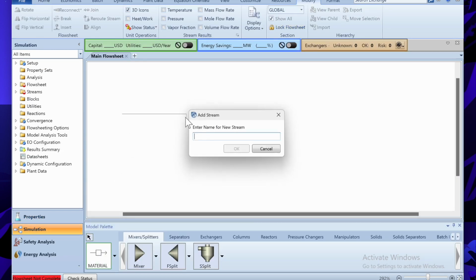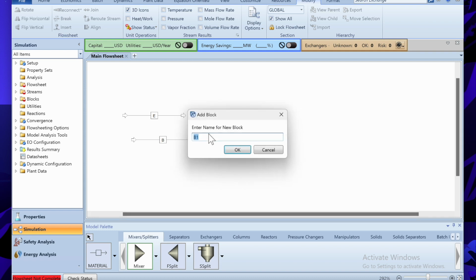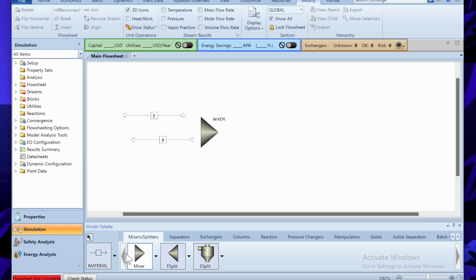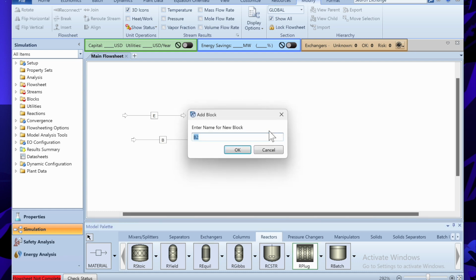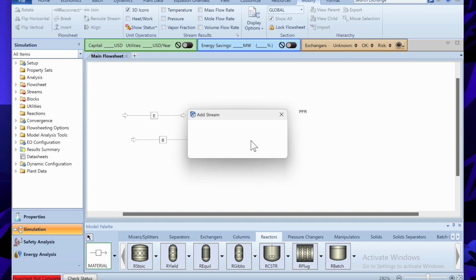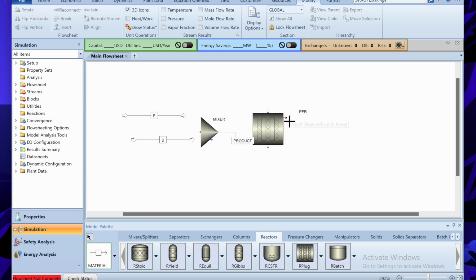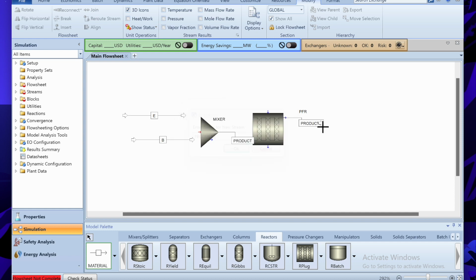First, feed streams. So E for ethylene, B for benzene, then a mixer, then you have to use the reactor, PFR reactor. So PFR, okay, then connect. So this is product, this is product 2.